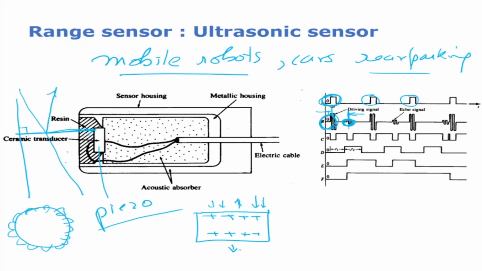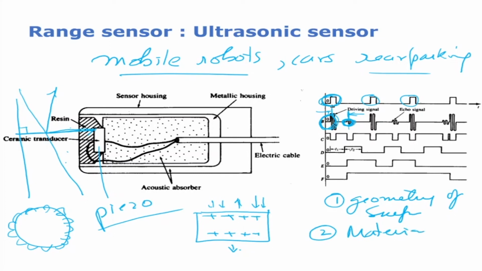So objects which are on an inclined plane, or objects which have shapes where the ray does not strike normally, for example spheres and cylindrical surfaces, in those cases the ray will not come back and the sensor will not see. So one reason is the geometry of the surface, and number two is the material. Certain materials absorb sound, say cloth and wood. So if you're standing in front of a mobile robot wearing pants, your pants are going to absorb this ultrasonic wave, and the robot will not see you.